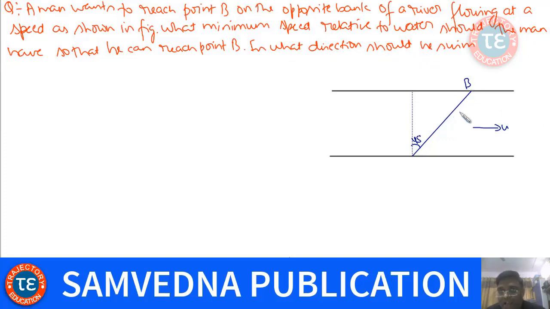See, in order to reach point B, whenever a man is swimming, he'll have some velocity with respect to the river, his own velocity, and he'll inherit the velocity of the stream also. So the net velocity of the man will be his own velocity with respect to the stream, plus the velocity of the stream which he is going to inherit, and that net velocity should lie in this direction. The velocity of the stream is u, and this is the net velocity of the man, and that should be in this direction. Getting your point?